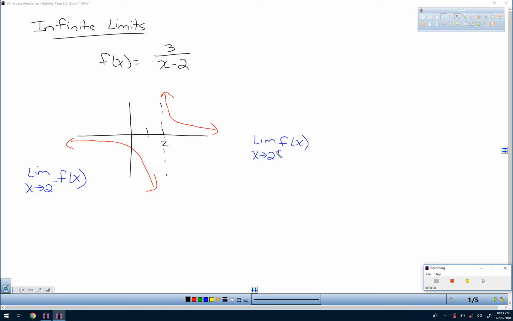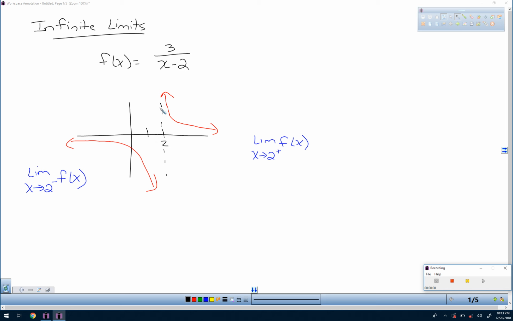Today's lesson is going to be on infinite limits, or limits that are equal to positive or negative infinity. Let's start this conversation by looking at a function. f of x is equal to 3 over x minus 2. That is a rational function, and here's the graph of that function.